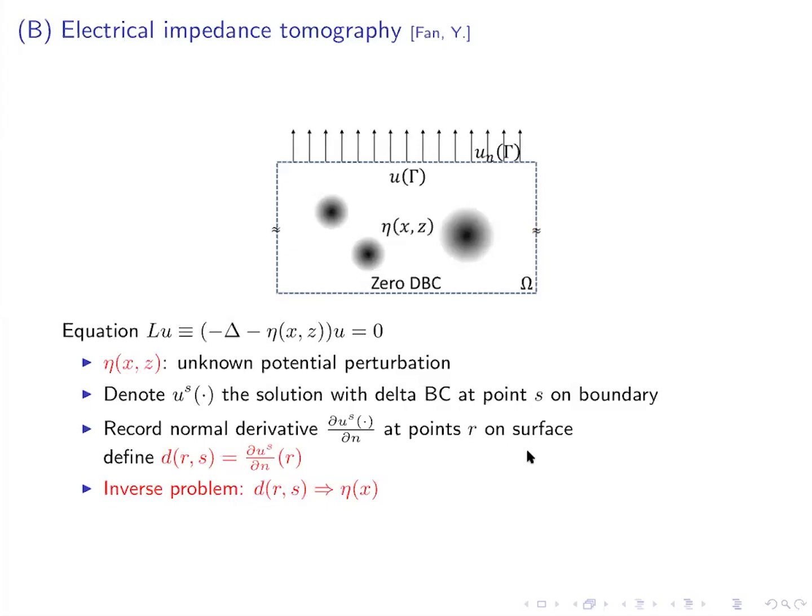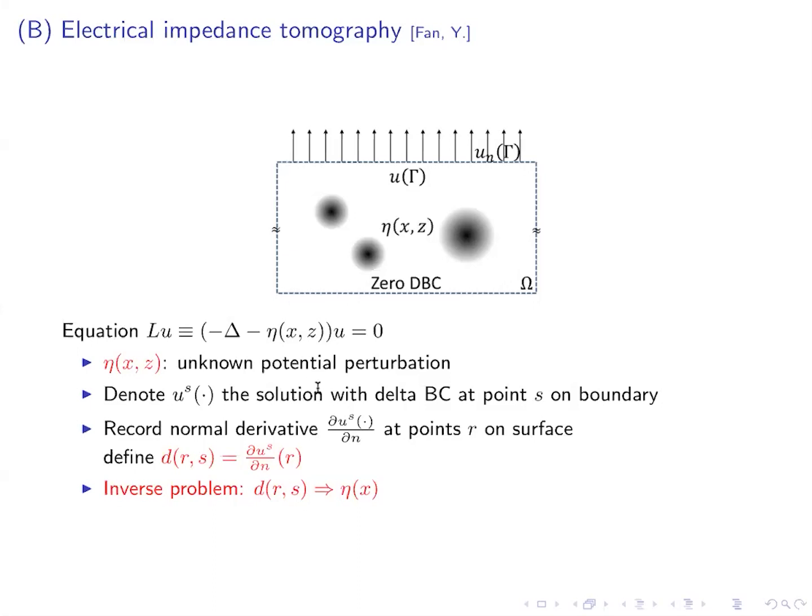In the case of electrical impedance tomography, the equation is given by a diffusion equation, so an elliptic operator. So here's the setup. You have a rectangular domain, where horizontal is X and vertical is Z. Let's say you specify 0 boundary condition at the ends, and at the top surface I will describe the boundary condition. So the operator is minus Laplacian minus eta. You can think of eta as some kind of potential perturbation, which is unknown. The goal is to discover what eta is.